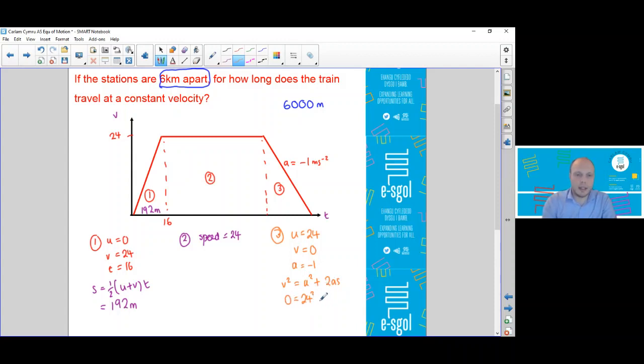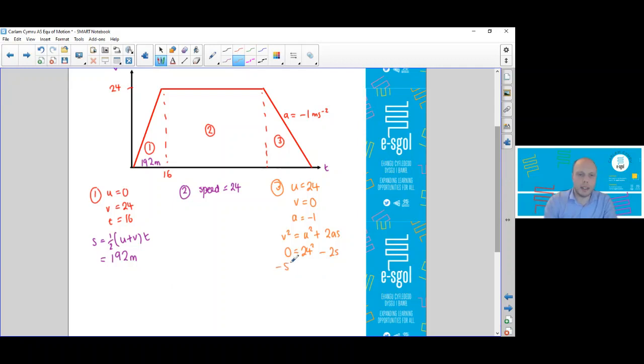If you put your numbers in, then you get 24 squared, so 0 that side. A is -1, so 2a is -2, and that's times s. You end up doing -576 divided by 2 minus 2. Okay, and that gives us 288 meters. So that's for section 3.